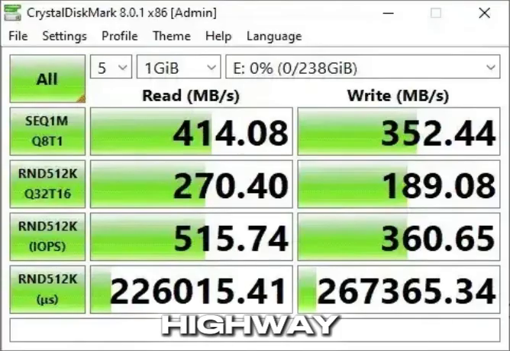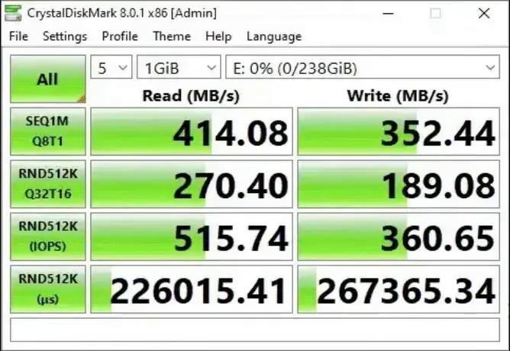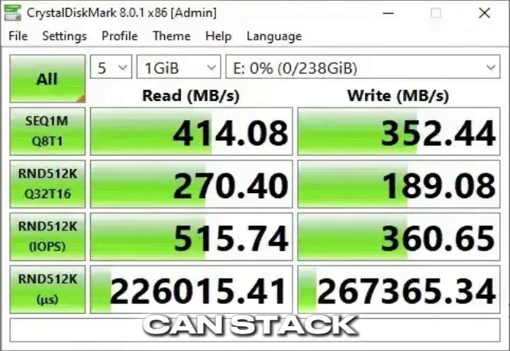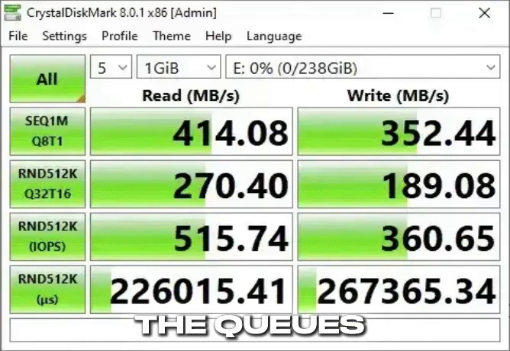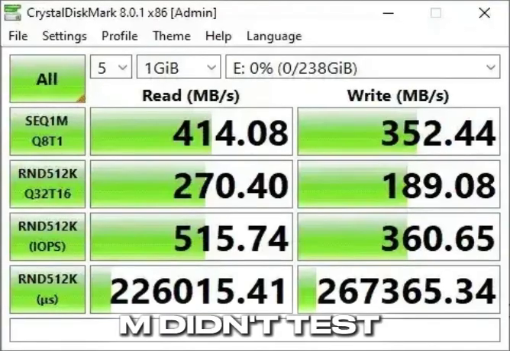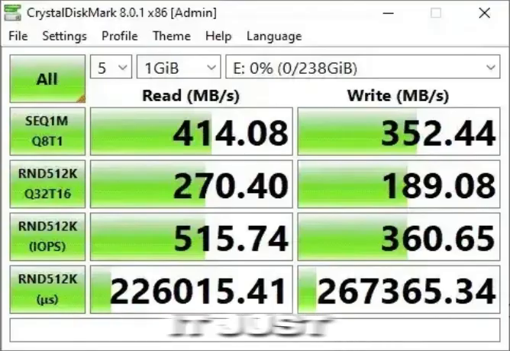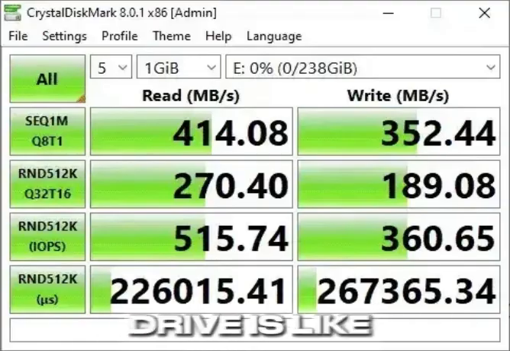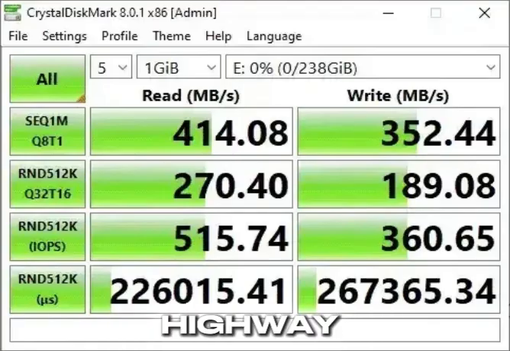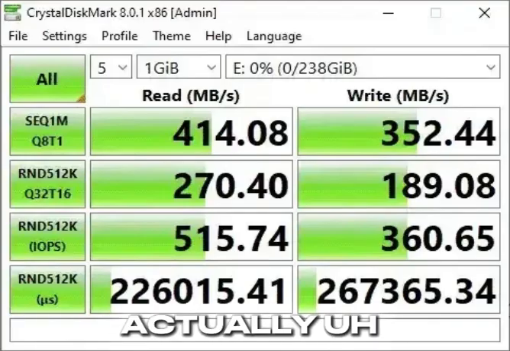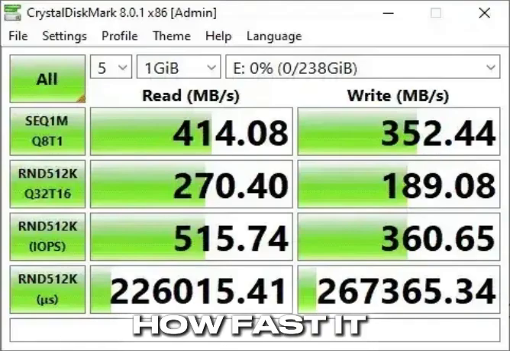Think of a superhighway, multiple lanes, which are like the threads. And they have areas where multiple requests can stack up, waiting to be processed. Those are the queues. If CDM didn't test with multiple queues and threads, it just wouldn't show you the true potential of these modern drives. It'd bottleneck the test itself. Yeah. So the NVMe drive is like this multi-lane highway, and you need a test that can actually fill those lanes to see how fast it can really go.